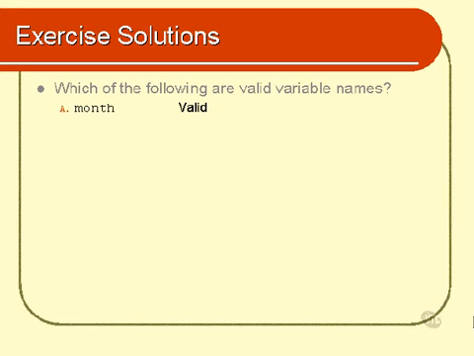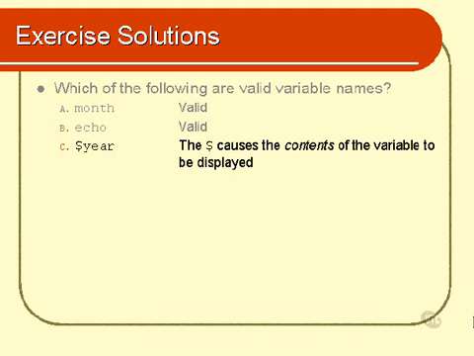Well, month was perfectly valid. Interestingly, so was echo. It is perfectly okay to have a variable name that is the same as a Unix command. Now, this was not valid because if you put the $ sign in there, that refers to the contents of the variable to be displayed, or variable substitution. It is not a variable name.